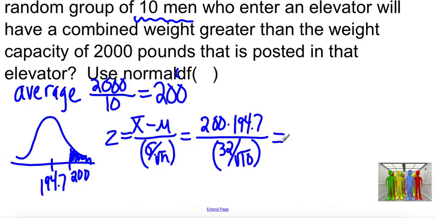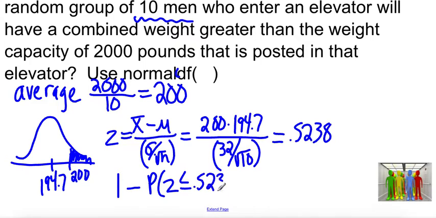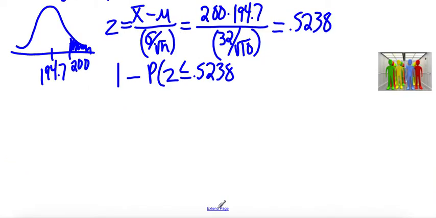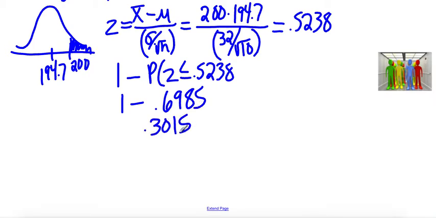We plug this into our calculator and we get 0.5238. Now remember, on the table, if you're looking at values on the table, that only tells you the area to the left. So since you have area to the right, you need to do 1 minus the probability that z is less than or equal to 0.5238. So on the table, let's see, 0.6985. So our probability is 0.3015. Okay, so that's by hand.